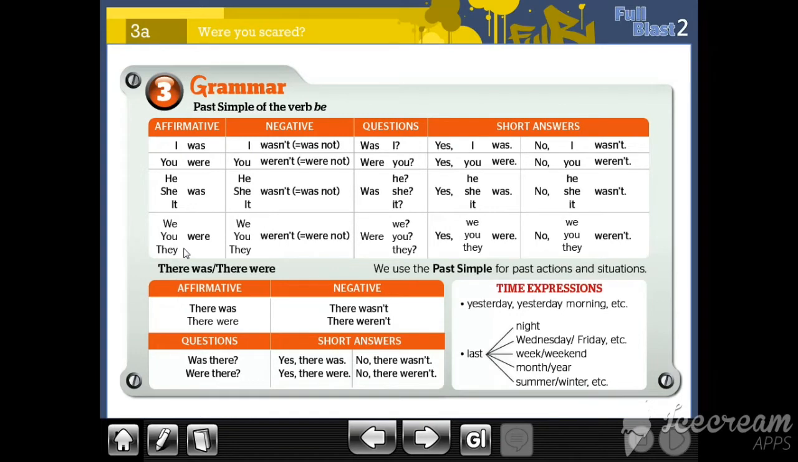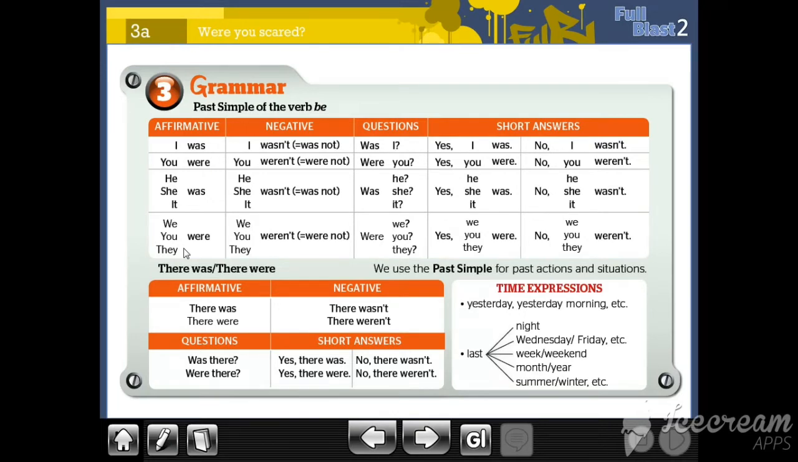We use the past simple tense for the past actions and situations, of course. So if you want to talk about past actions or past situations that happened in a specific time in the past, you have to use the past simple tense. Also, there are some time expressions which we use when we are talking about the past, just like yesterday, yesterday morning. Also, the word last, you can say last night, last Wednesday, last Friday, and so on.